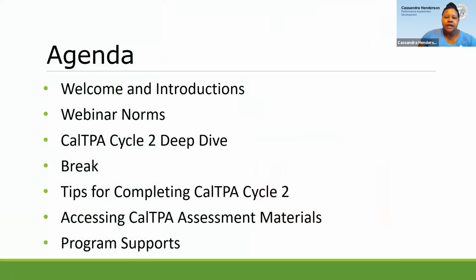And our agenda for today, we have a full agenda. Some of this is very similar to our Cycle 1. Welcome and introductions we have done. We will talk about webinar norms. We will do a Cycle 2 deep dive and take you through the guides and the rubrics. We will have a stretch break. Also, we'll share some tips for completing CalTPA Cycle 2. We've talked a little bit about how to access materials. We'll talk about that again towards the end, and also share with you some program supports that CTC offers.